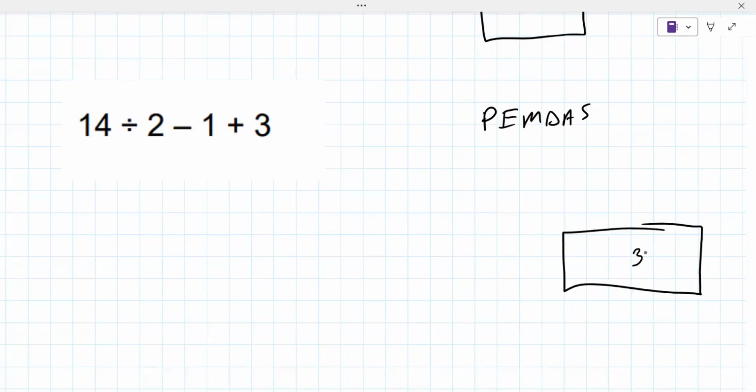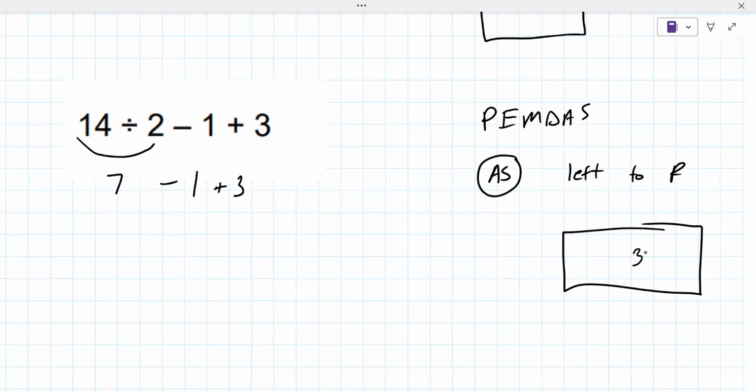Let's take a look here. So 14 divided by 2 is 7. Did you do that first? Yep. Okay. Then you bring everything else down. Now addition and subtraction, when you have just addition and subtraction, you do it left to right. Same with multiplication division, you do it left to right. So you're first going to subtract 1. What is 7 minus 1? 6. 6 plus 3, not 3. What is 6 plus 3? 9. It is 9. Good.